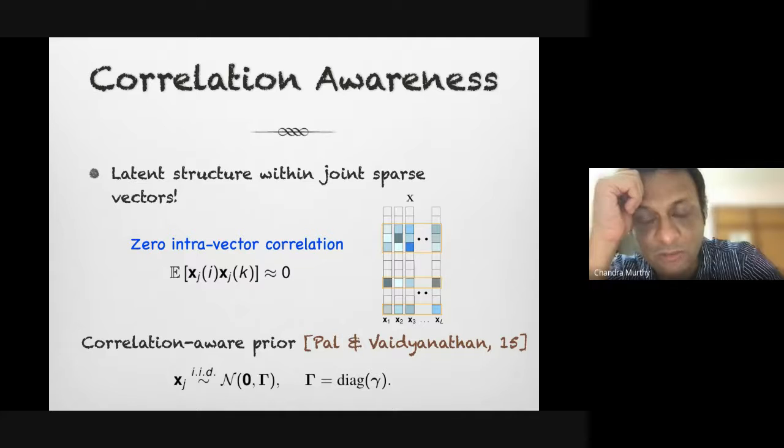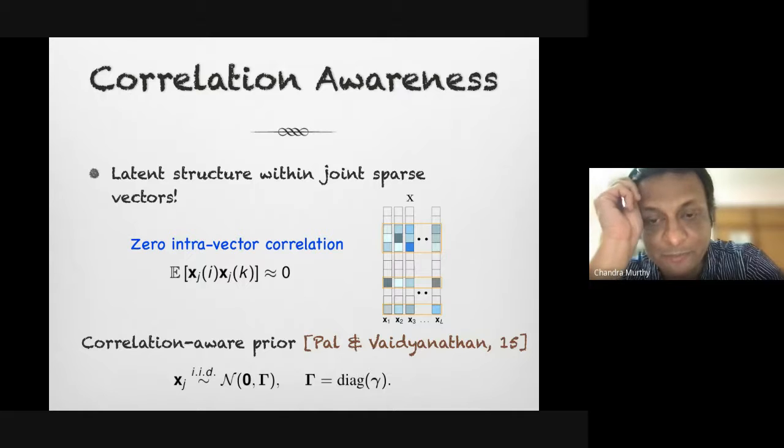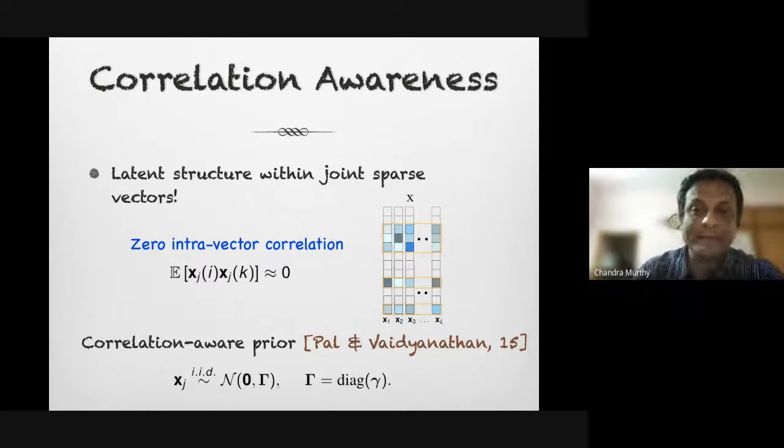There is a lot of structure when I say that X is this kind of matrix with non-zero entries occurring in the same index locations. That is, if a particular entry of X is non-zero, then all the entries in the same row of this matrix X will be non-zero.